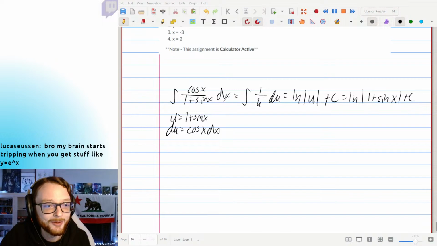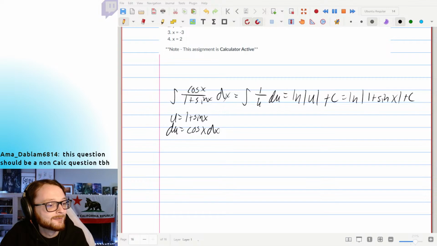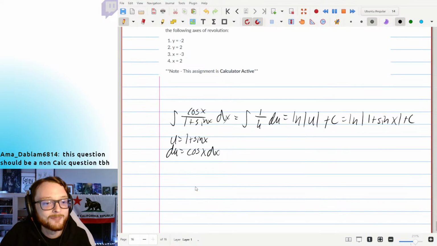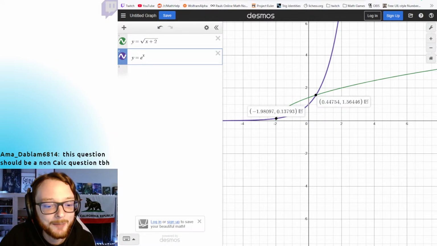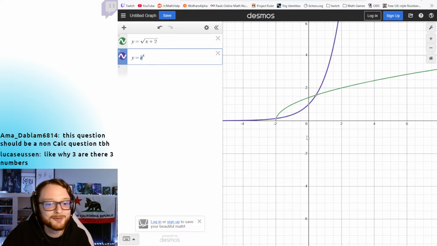Y equals e to the x. Oh. Integrate with natural logs. Yeah, it is a little weird. You think it should be a non-calc question, Emma? We definitely could do without a calculator, but if it's allowed, then let's use it, in my mind. Yeah, I mean, e is just a number. Lucas, it is weird where there's no actual numbers. It's all just letters.